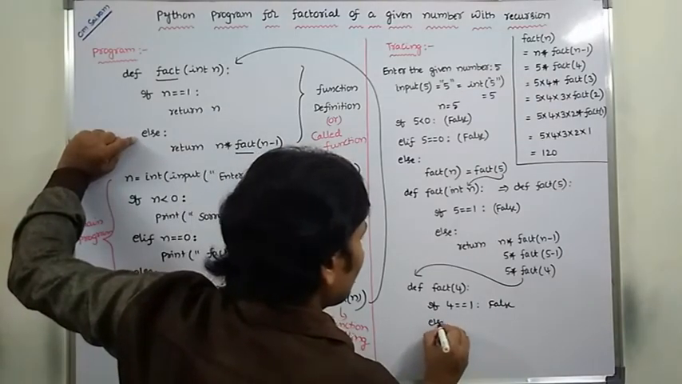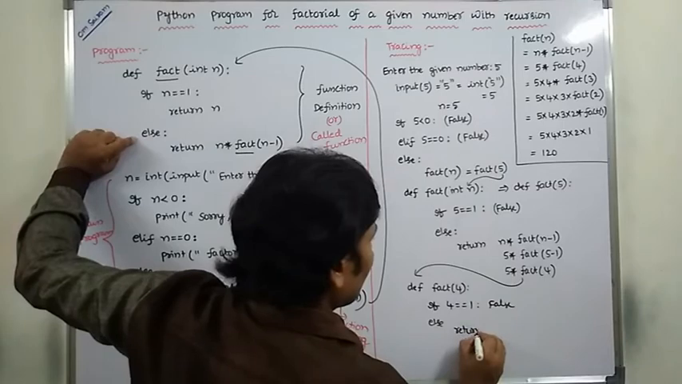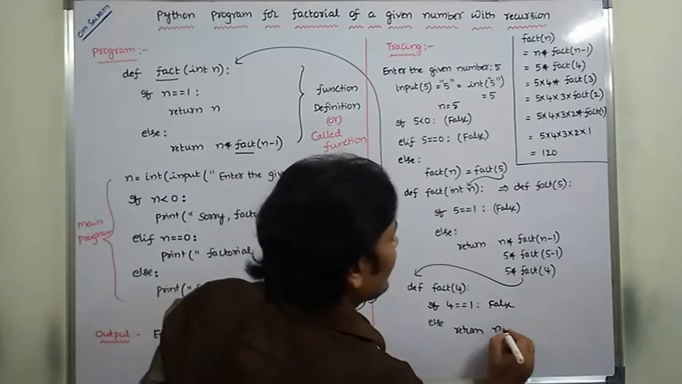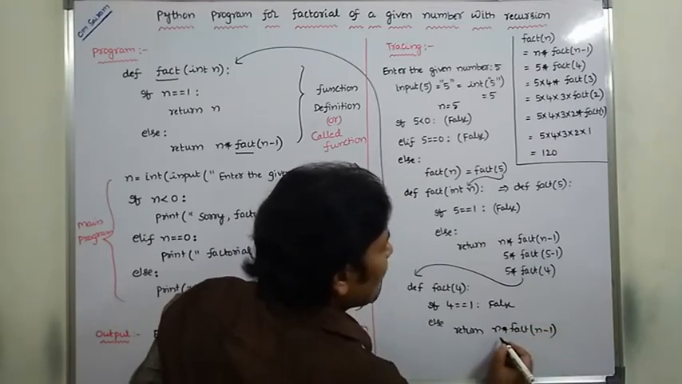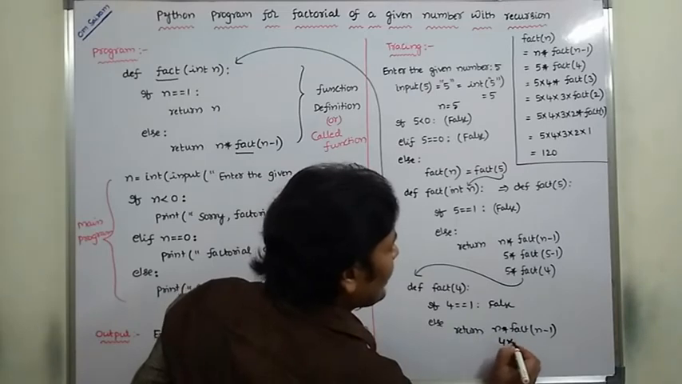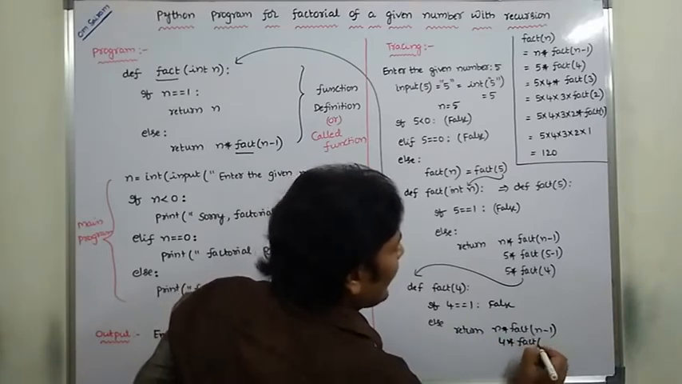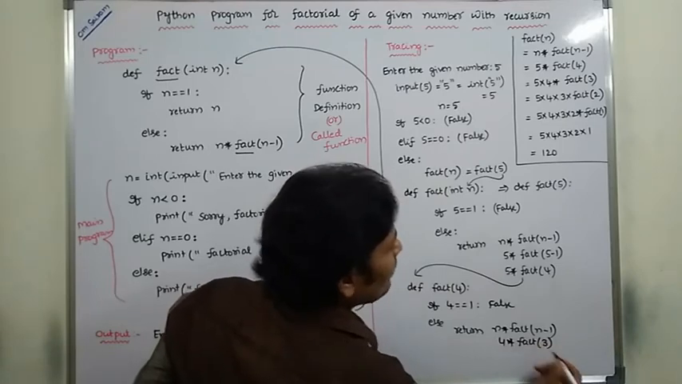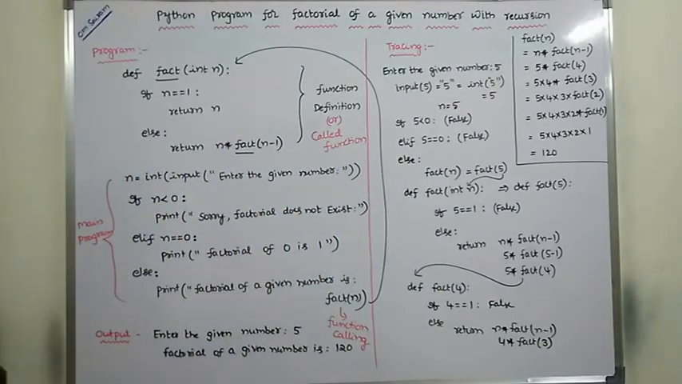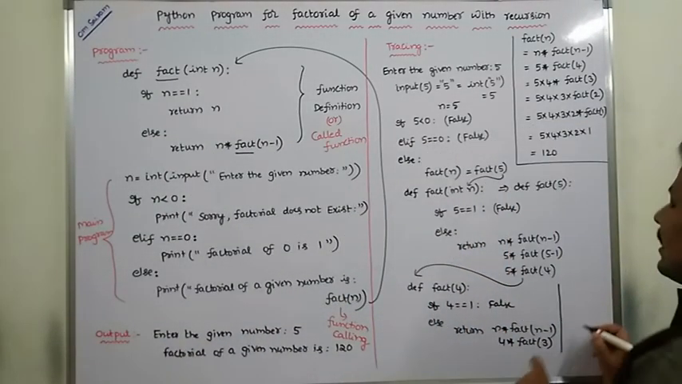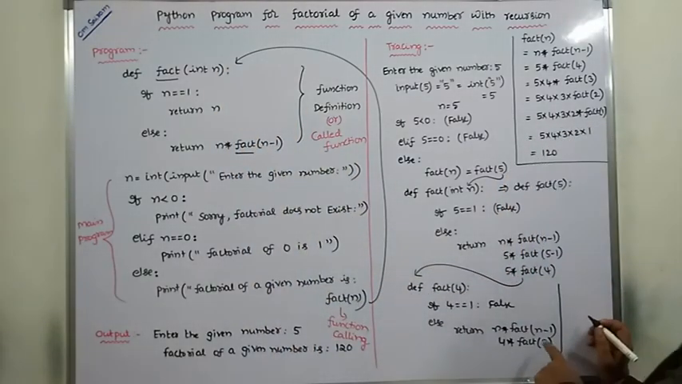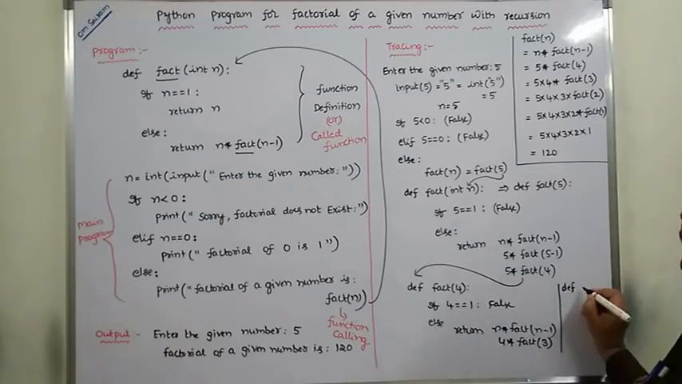So else, return n into fact of n minus 1. So the n value is 4. 4 into fact of n minus 1, that is 4 minus 1, that is 3. After completing this iteration, again the recursive call is done. Now the same function is called, def fact of 3 is called.